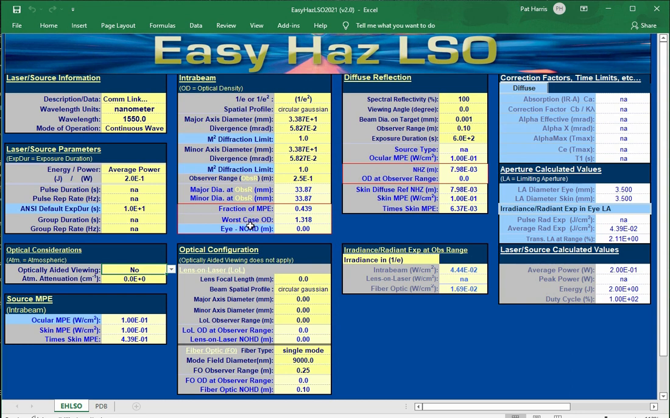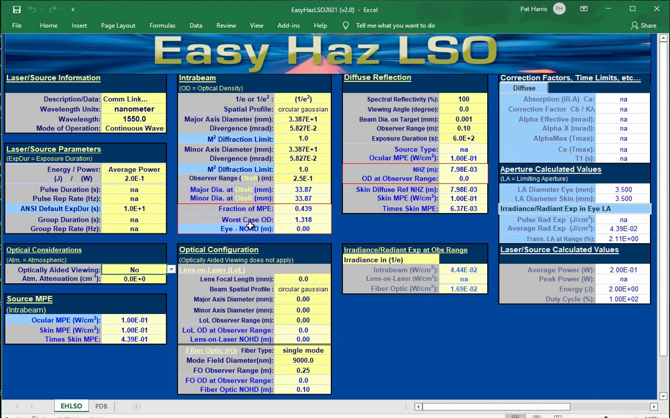So what would you tell your user? Well, I would tell the user that the NOHD from the output aperture of the beam expander is 100 meters, not 50, but 100. And that's because I've got to add the NOHD on to where the beam waist is located.